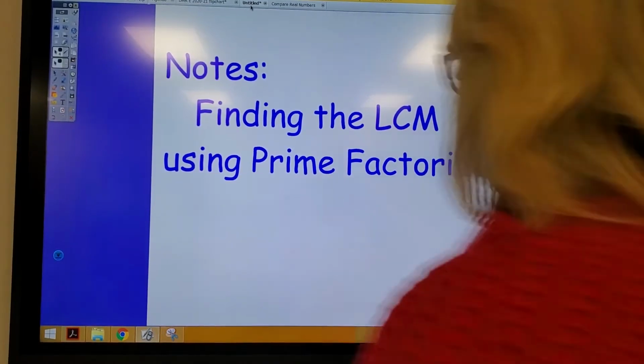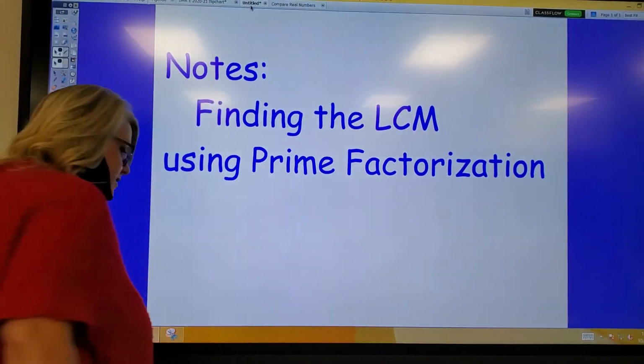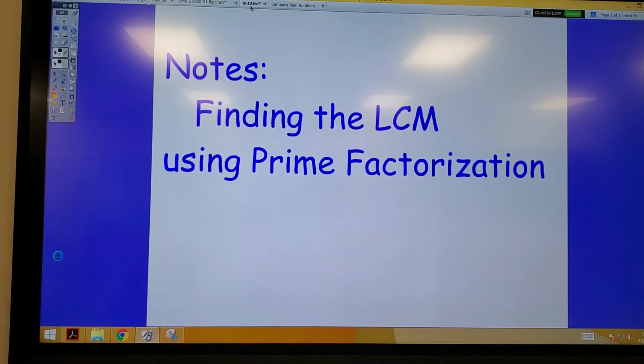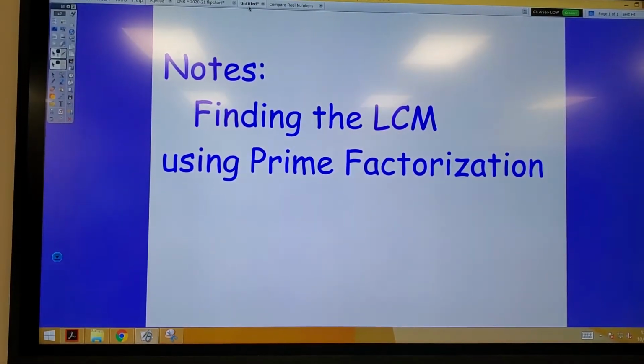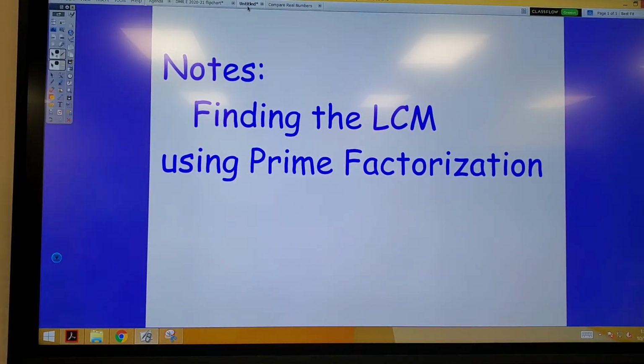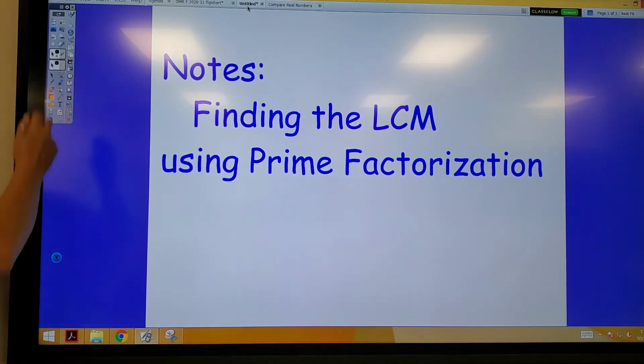All right, so this is going to be finding the LCM. LCM stands for what? Least common multiple. Using prime factorization. So we're going to be finding the least common multiple of numbers. We'll be finding the least common multiple of monomials as well. Okay? So we're going to start off kind of easy.